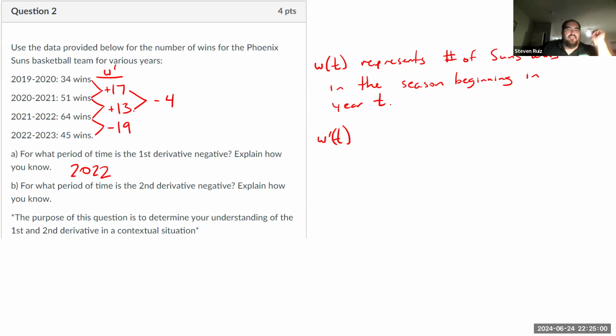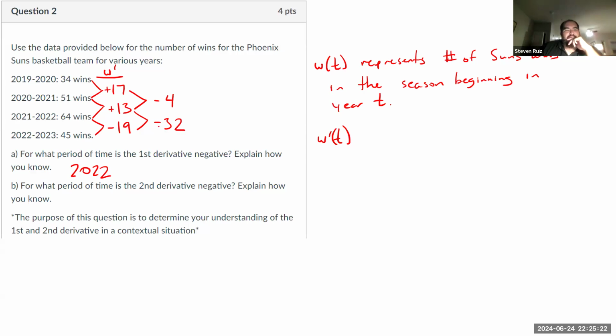What about between the third season and the fourth season? What happened to that rate? That plummeted. So up 13, sorry, an increase of 13 compared to a decrease of 19. I think that's like the second order decrease of 32. So for what period of time is the second derivative negative?